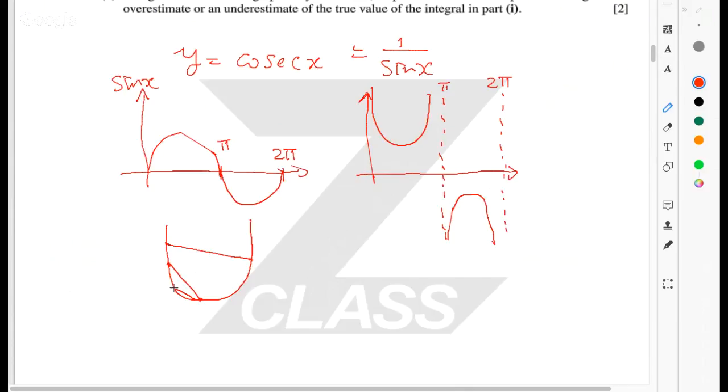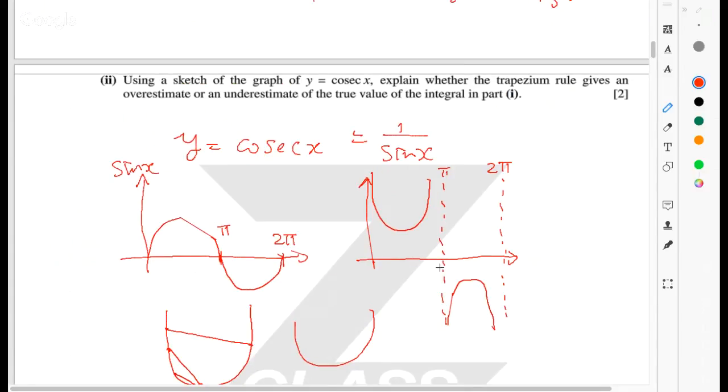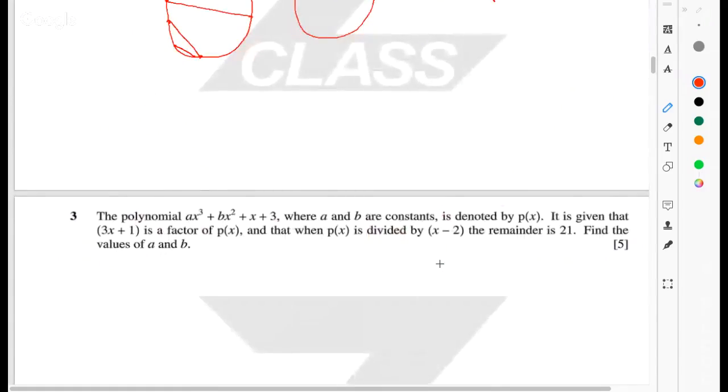Well, the deeper reason behind this is because it's a convex function. In A2 terms, it means the second derivative is always positive, so the graph is kind of bending upwards, and that's why when you use Trapezium rule, it will always be an overestimate.